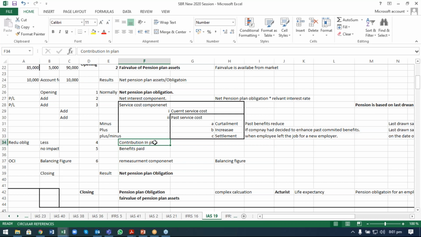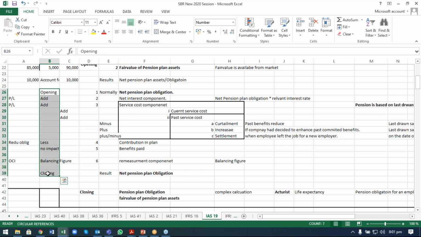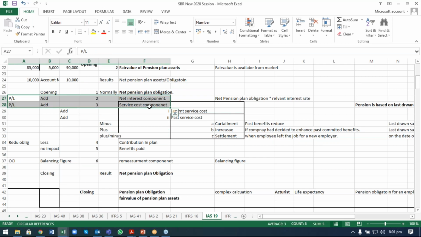Once you have deducted the contribution in the plan, then the benefits paid have no impact, as we have already discussed. Then there is the closing pension plan obligation, but there is a balancing figure that should be accounted for, because all of this working does not equal the closing. These two, net interest component and service cost component, should be charged to the profit and loss account. The contribution is actually reducing your obligation within the balance sheet, so it has no impact on the profit and loss account. It has just the impact of debit pension plan obligation and credit cash, so it only impacts your balance sheet.